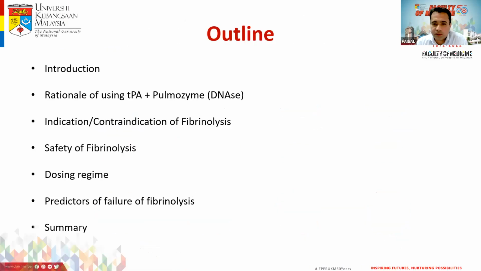So this is the outline of my presentation. I'll be talking mainly about the introduction of empyema and pleural infection and the rationale of using intrapleural fibrinolysis. I'll be talking mainly about using tissue plasminogen activator and pulmozyme in combination. What are the indications and contraindications of fibrinolysis? Safety of performing fibrinolysis and the dosing regimen. A lot of people have different formulas, including in my practice; I have a different formula as well. And also the predictors of failure of fibrinolysis. And lastly, I will give a brief summary.